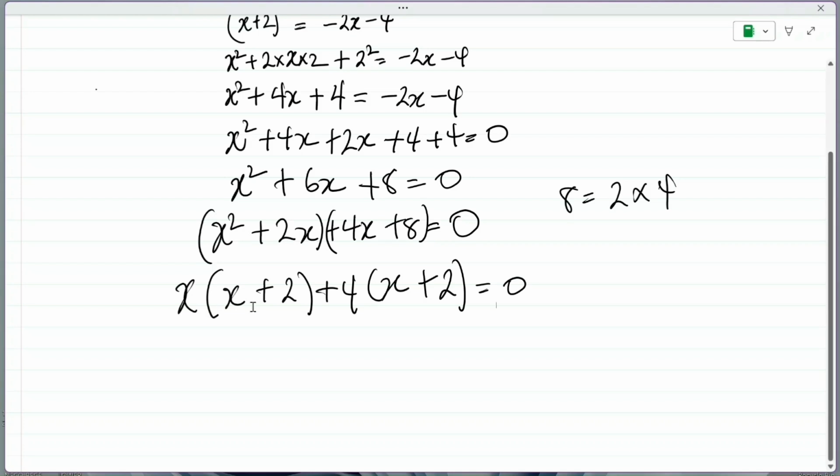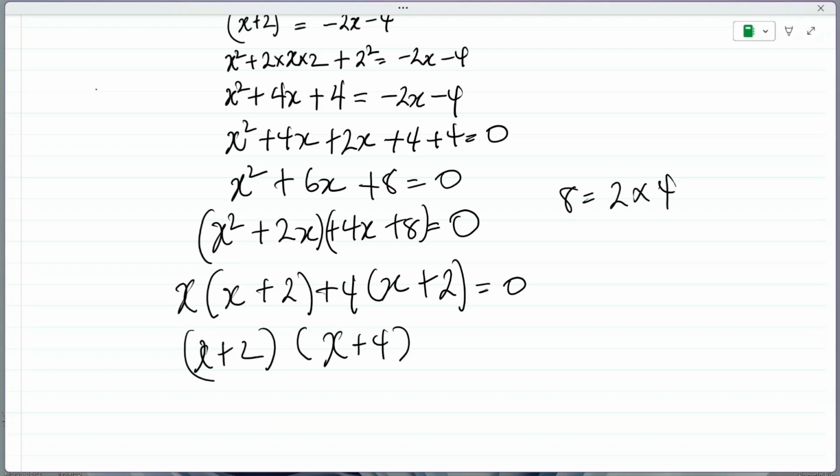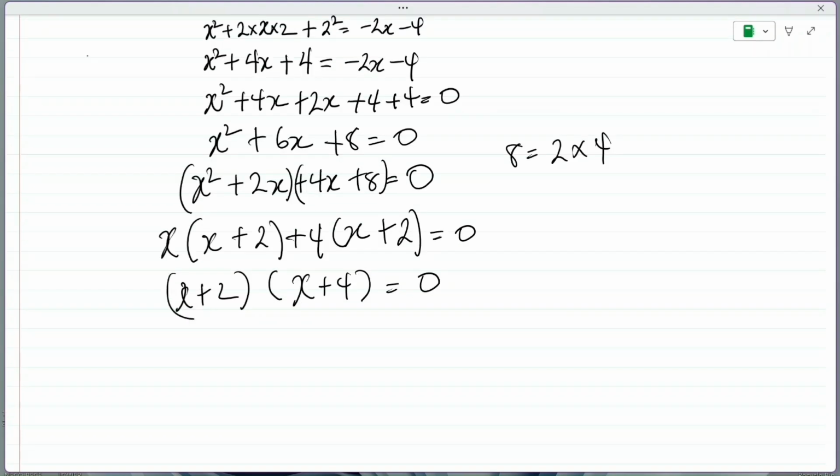Now, if you know you're on the right path, what is in the bracket here will be exactly the same as what is in the bracket here. So you pick one of them. You have x plus 2 in one bracket. Open a second bracket. You join this external x and this external plus 4. You have x plus 4 in the second bracket equals 0. So we equate both of them to 0. You have x plus 2 equals 0, or x plus 4 equals 0.